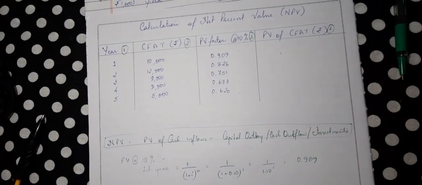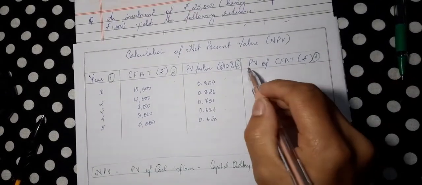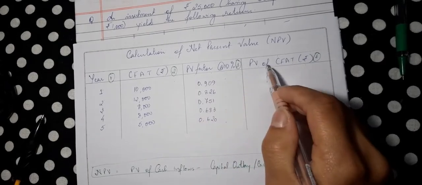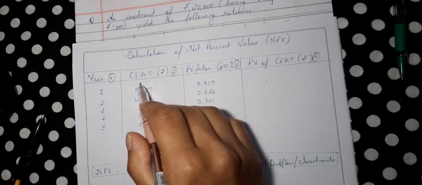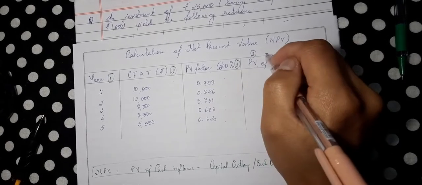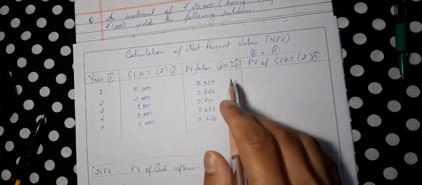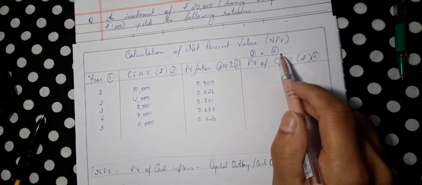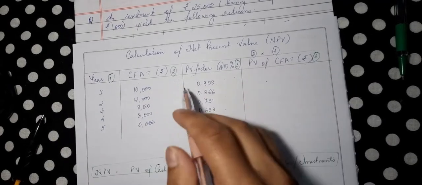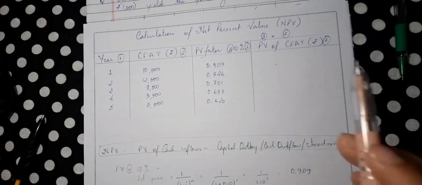Now we have to calculate present value of cash flows. From the term itself, present value of cash flows means present value multiplied by cash flows after tax. Which means we have to take column number 3 multiplied with column number 2. 3 into 2, which means 0.909 multiplied with 10,000. See how much we're getting. And then 0.826 into 12,000 and so on and so forth.